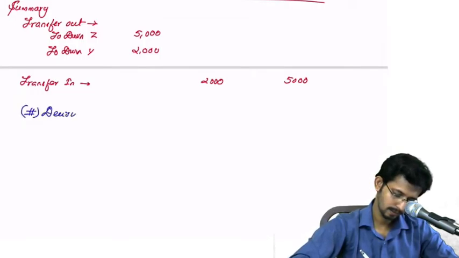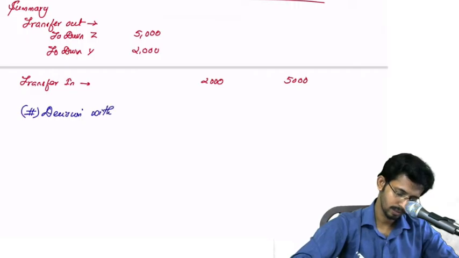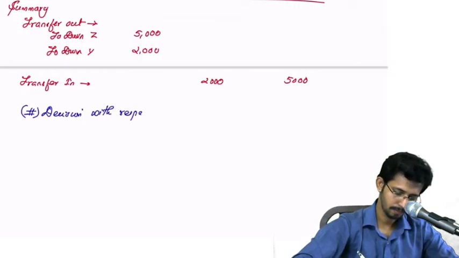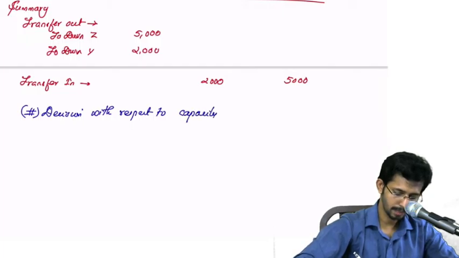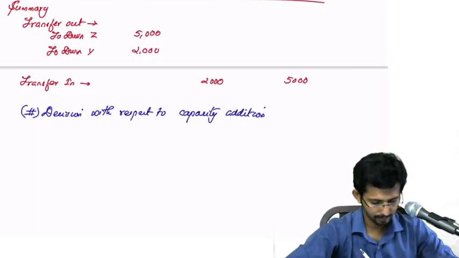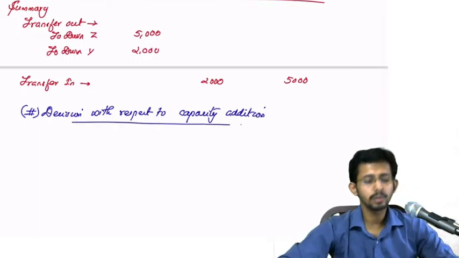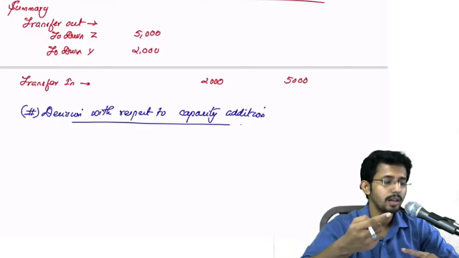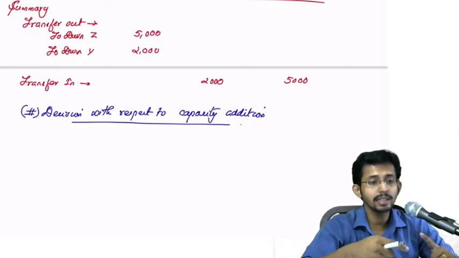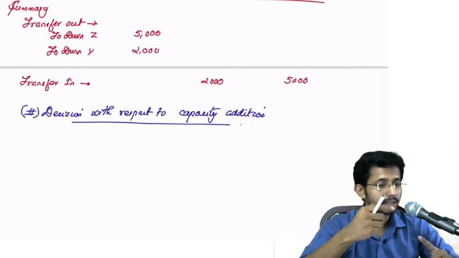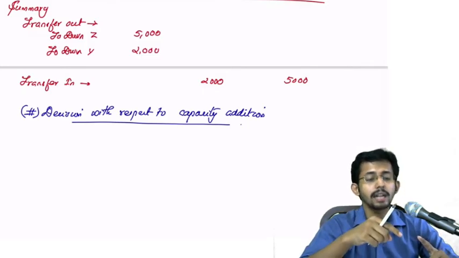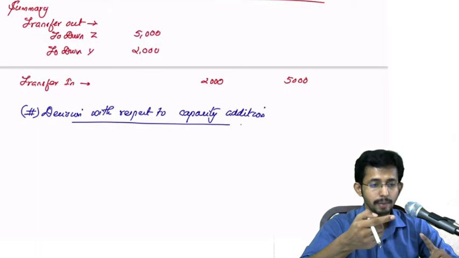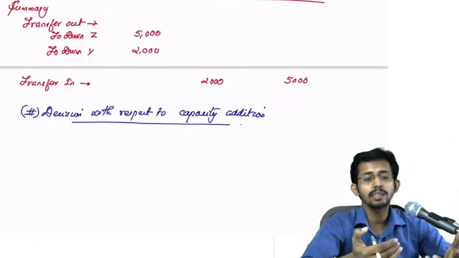Decision with respect to capacity addition. Okay, how to take that capacity addition? You have to compare the additional cost of expansion as well as compute the additional contribution that can be earned by expansion. You compare these two and see what is the net benefit.